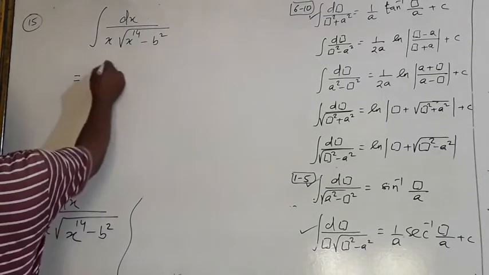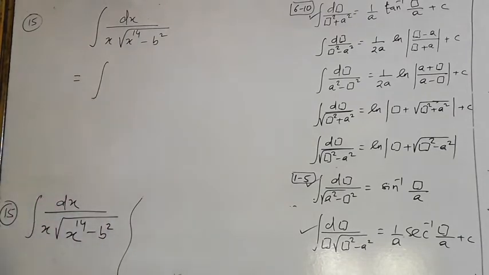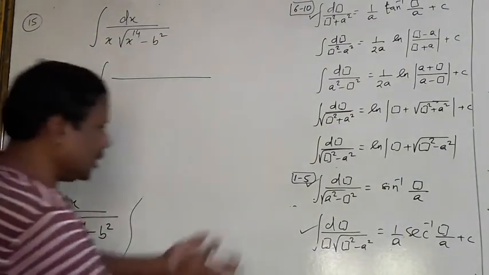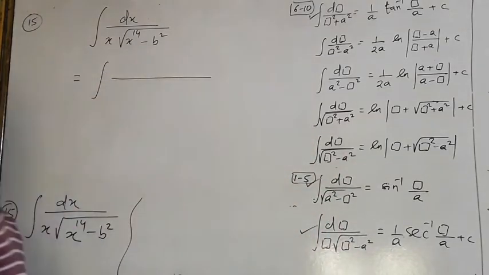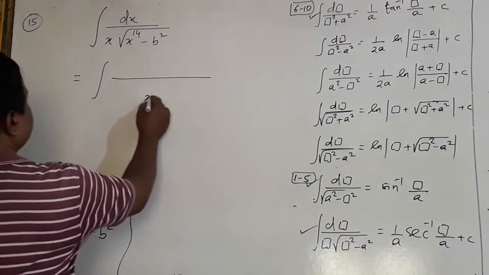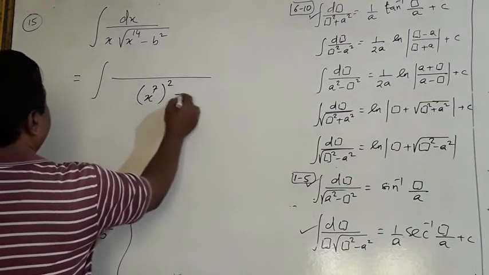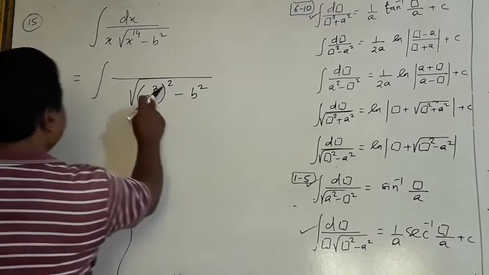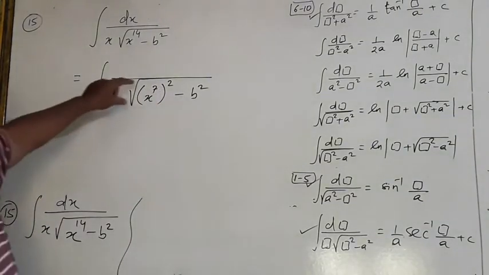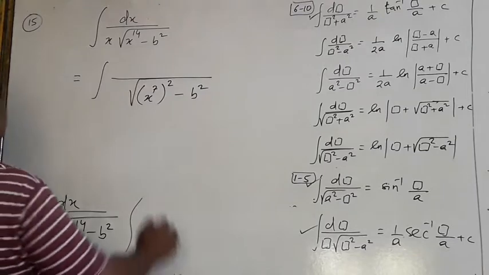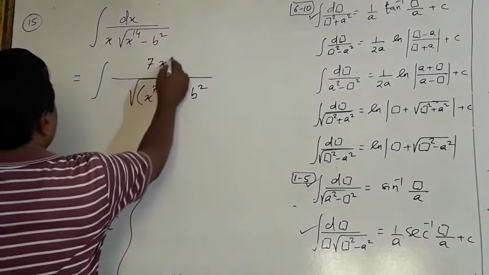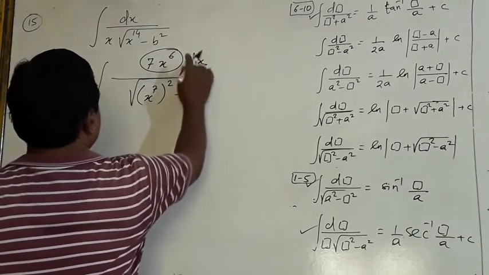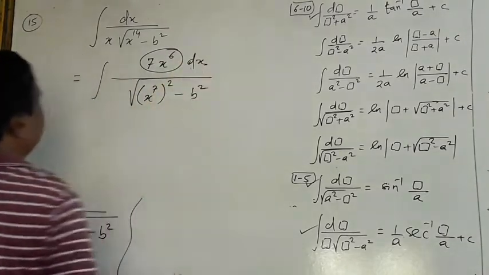I am doing it. First I have to observe whose square this is. It is x to the power 7 whole square minus b square, and its root over. And its derivative is what? Derivative of x to the power 7 is 7x to the power 6. So I am just multiplying 7x to the power 6 dx.